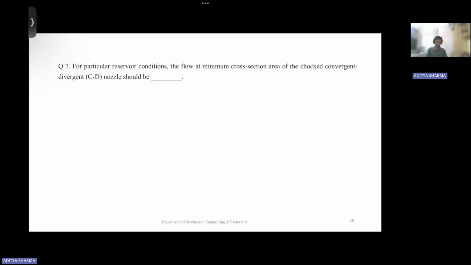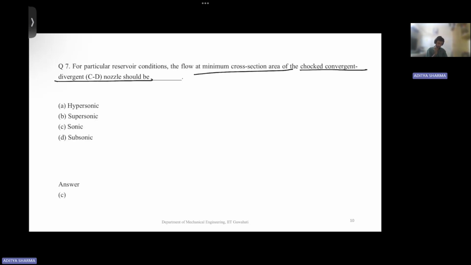Next question: for particular reservoir conditions, the flow at the minimum cross section area of the choked CD nozzle should be... Sorry, the answer popped up before the options. Anyways, we can discuss this again.